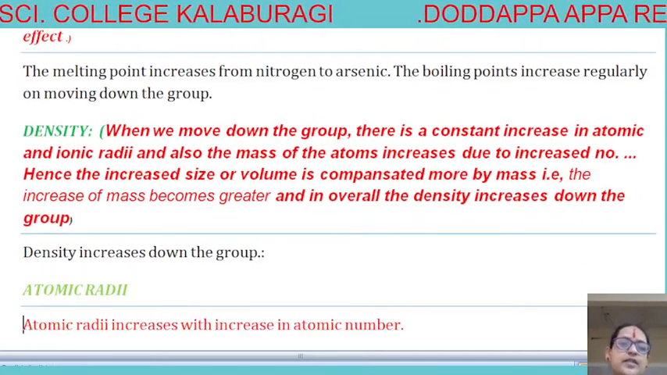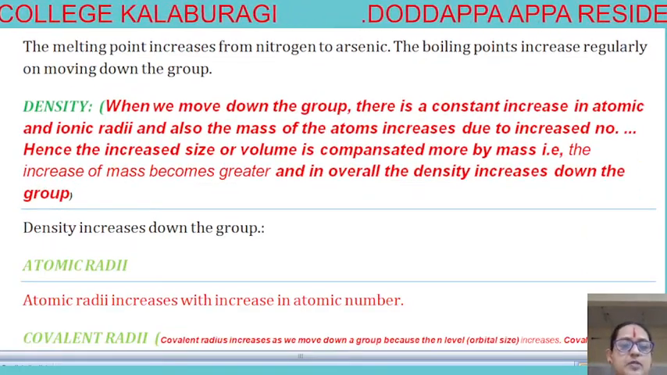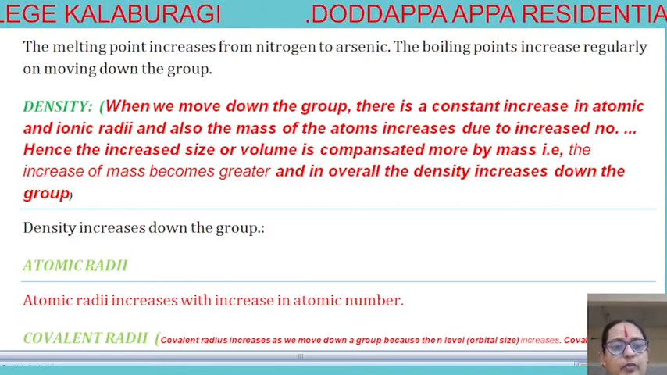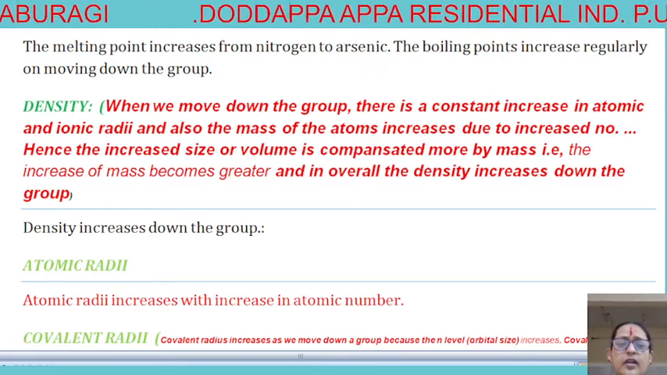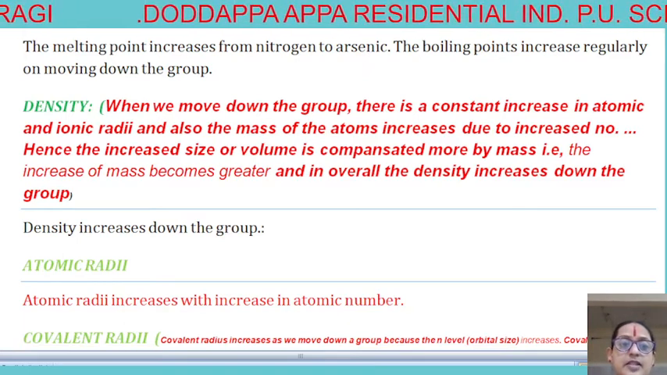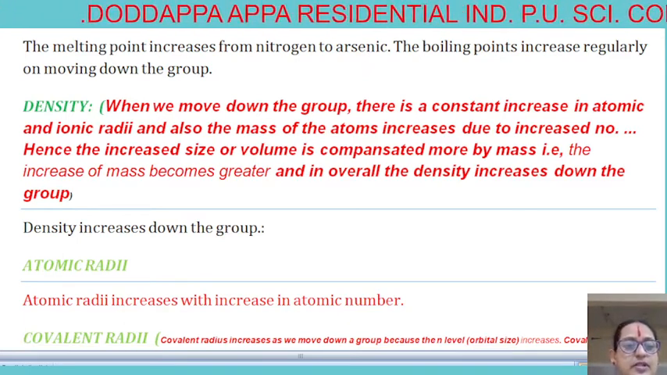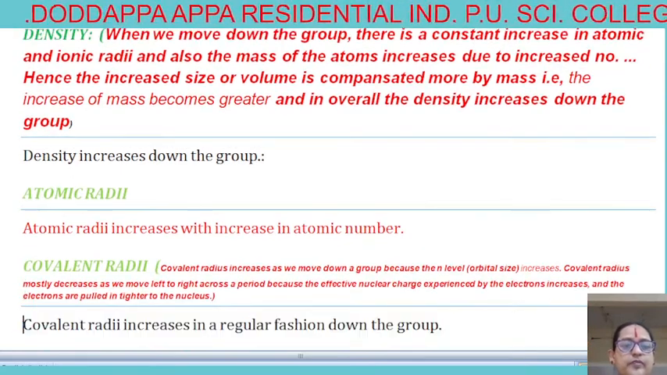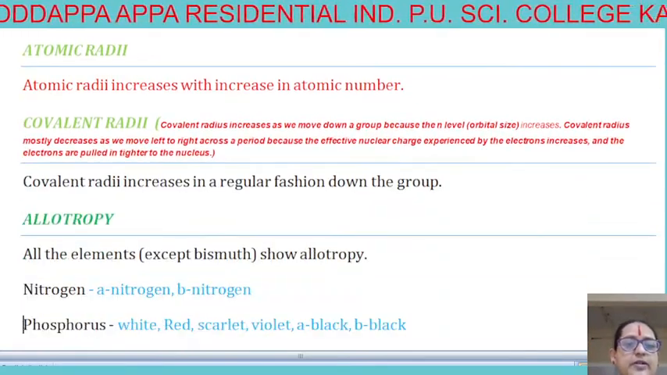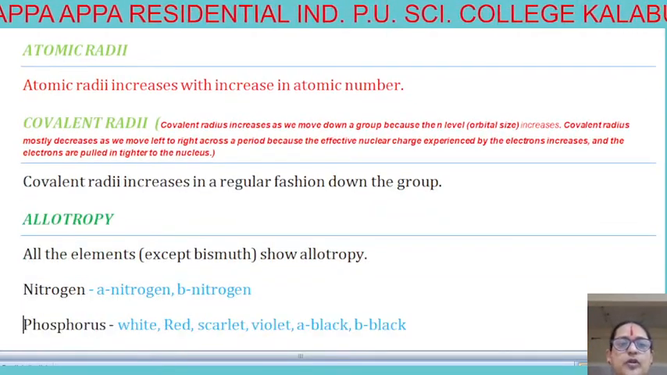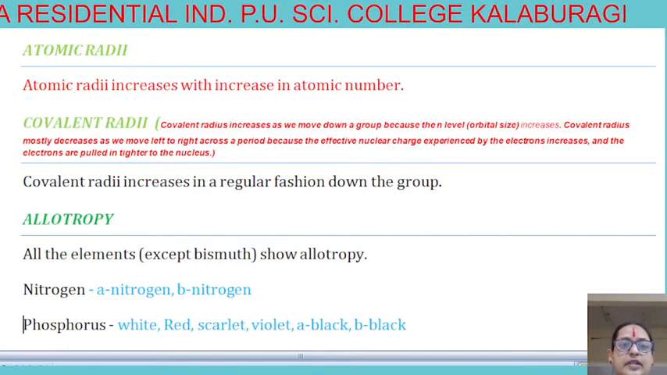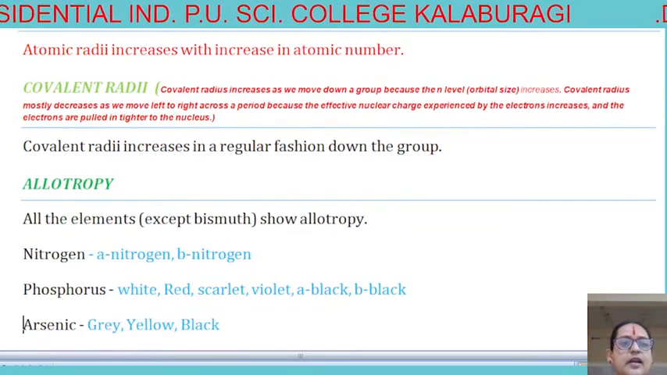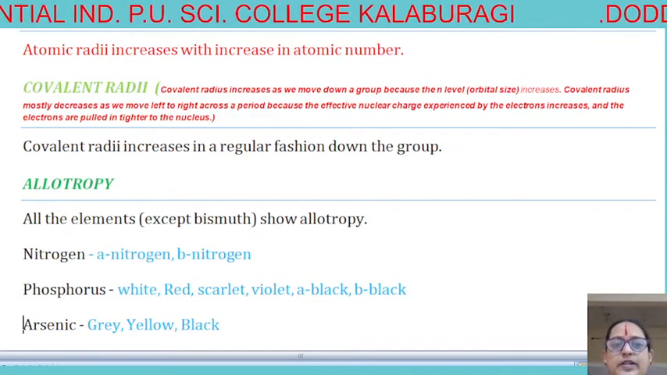Next, we have to study density. Density is mass by volume. As we go down the group, atomic mass increases, so the density also increases as we go down the group. Next, we have to study atomic radii. As we go down the group, atomic number increases, and atomic radii also increase. Next, we have to study covalent radii.